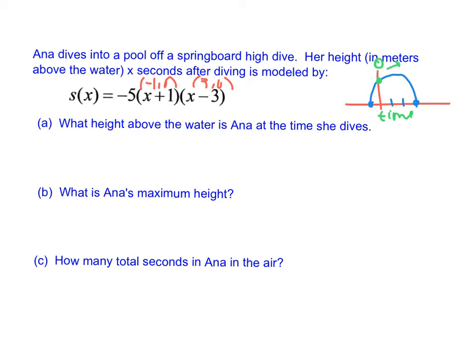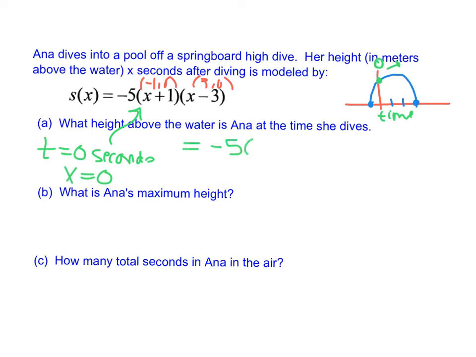So question A says, what height above the water is Anna at the time that she dives? At the time that she dives, her time is 0 seconds. And so we know that x is equal to 0 here, and we're going to plug this value into our equation in order to determine what height Anna was at when she started to dive.